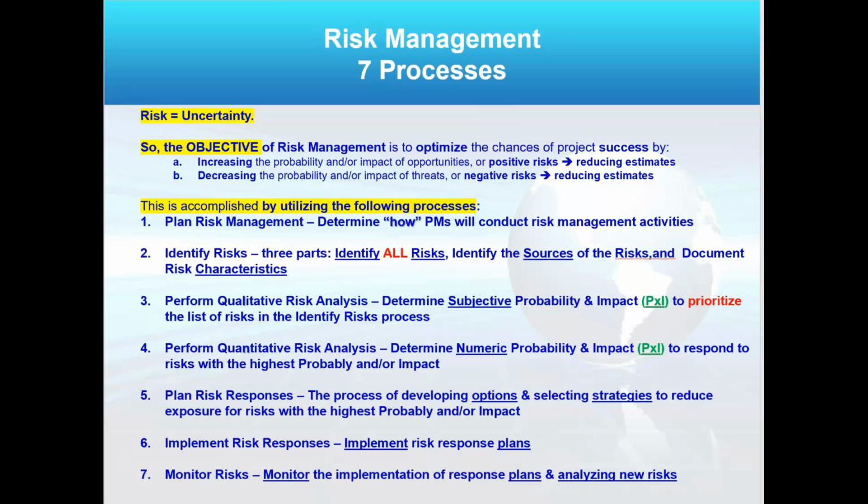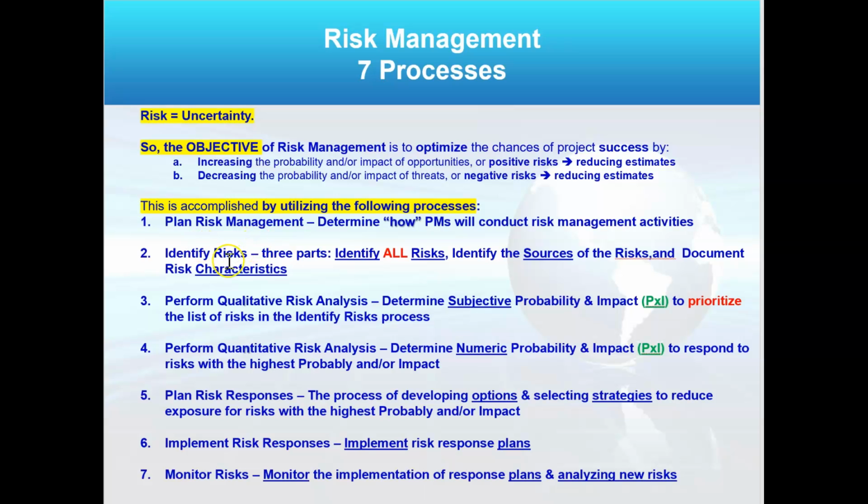So the PMBOK guide gives us these 7 processes. Remember, your plan risk management is your typical how I'm going to conduct all of these processes in detail. And when I'm done, I get a risk management plan, and that becomes my subsidiary plan, one of them, to the overall project management plan.